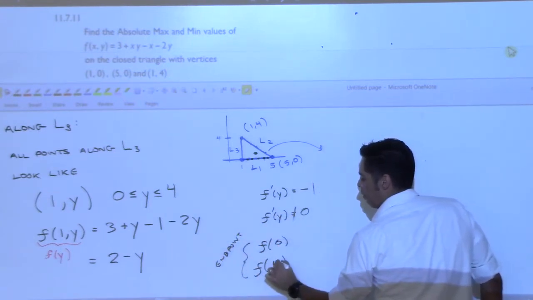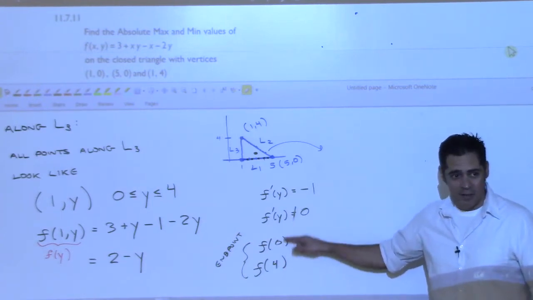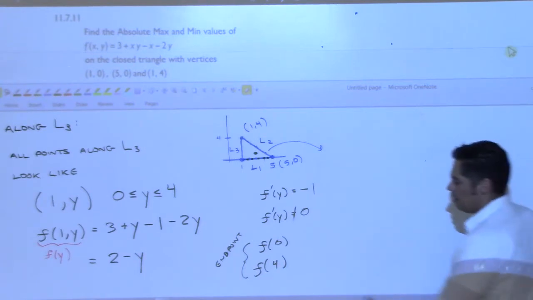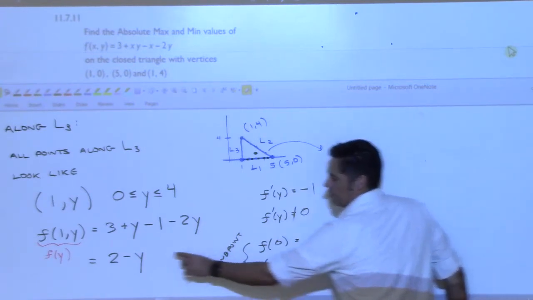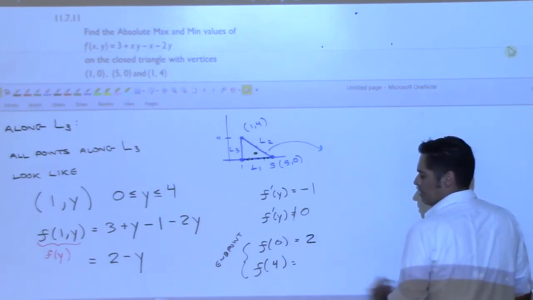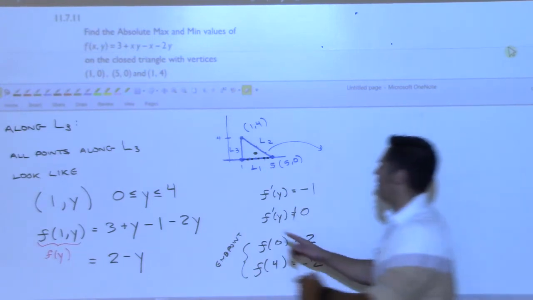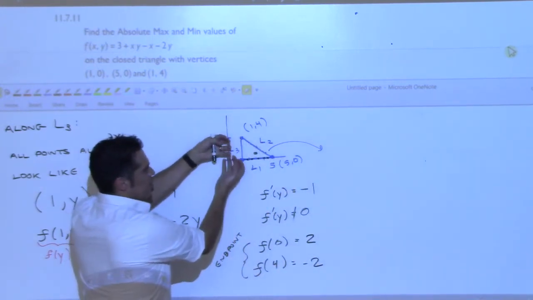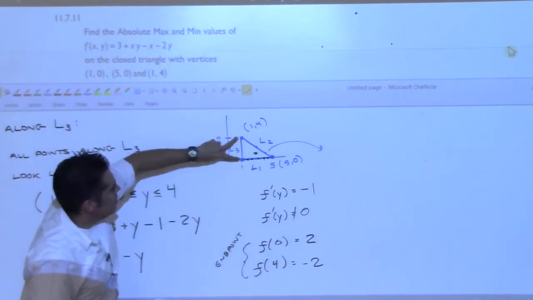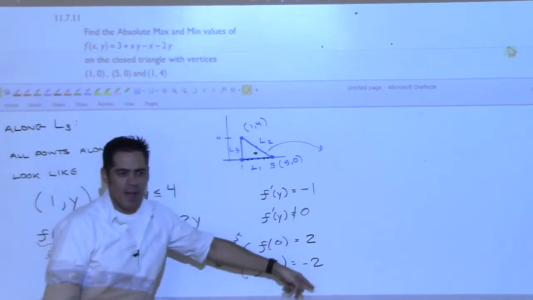Zero and 4. But these are our y values, right? Not our x values. So let's plug those into this little function right here. And we get 2, and the other one we get is -2. And that's what we were expecting, because along L3, we knew that any of those points mapped into the surface gave us a straight line. So the only 2 numbers that are going to matter are these two endpoints. And so it should give us those values we got earlier.